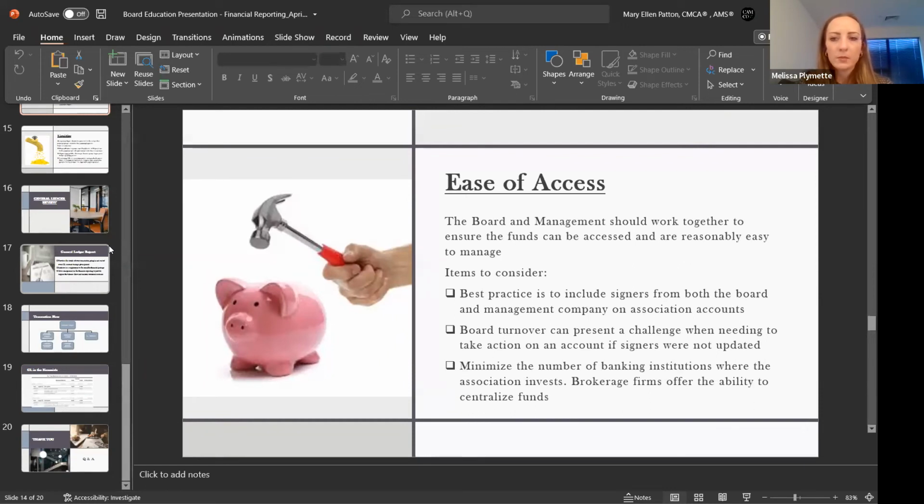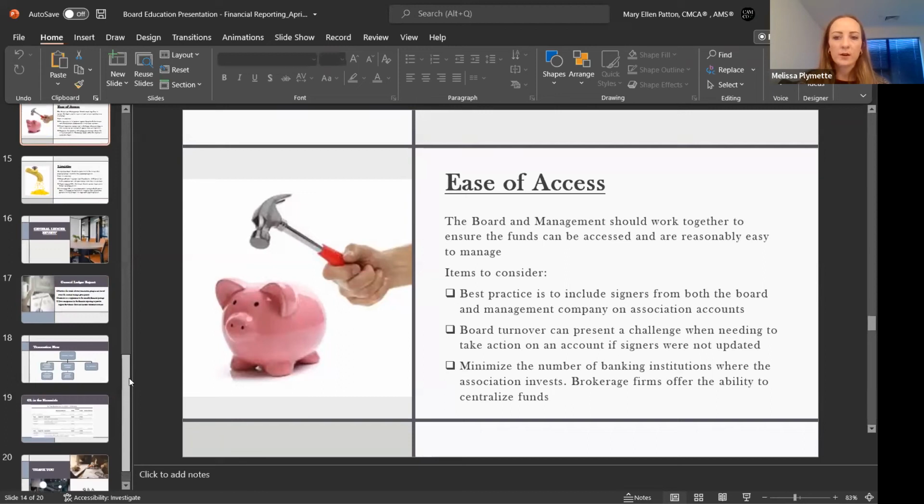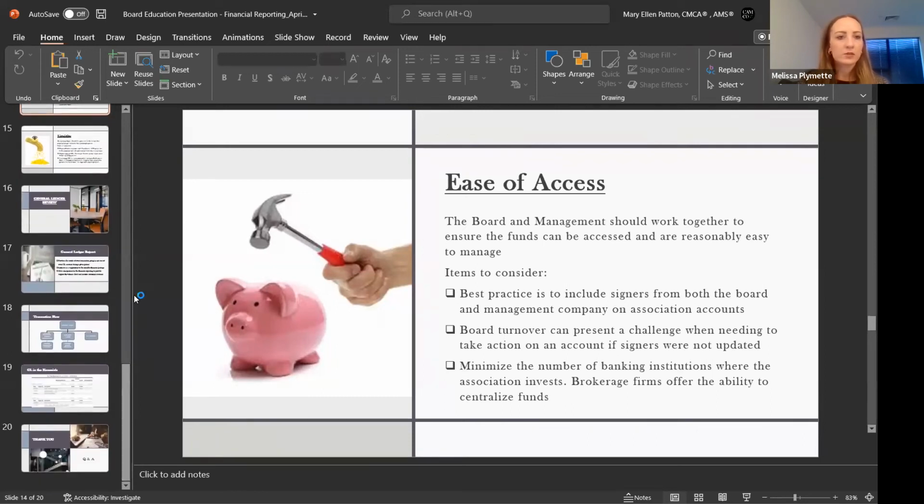So minimizing the number of banks where the associations invest can help with the management of the accounts. It lessens the burden on all parties in terms of updating signers when there's turnover, and that sort of thing. For larger associations that keep a high reserve balance, we found that brokerages tend to be a good option for investing, as it allows them to maintain more funds under one roof, so to speak, and then avoid FDIC limits. So it just makes the management aspect much easier.